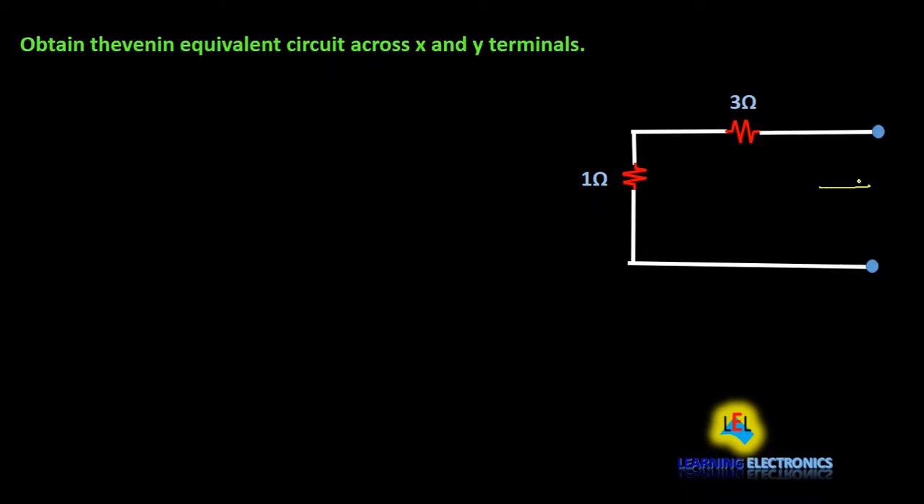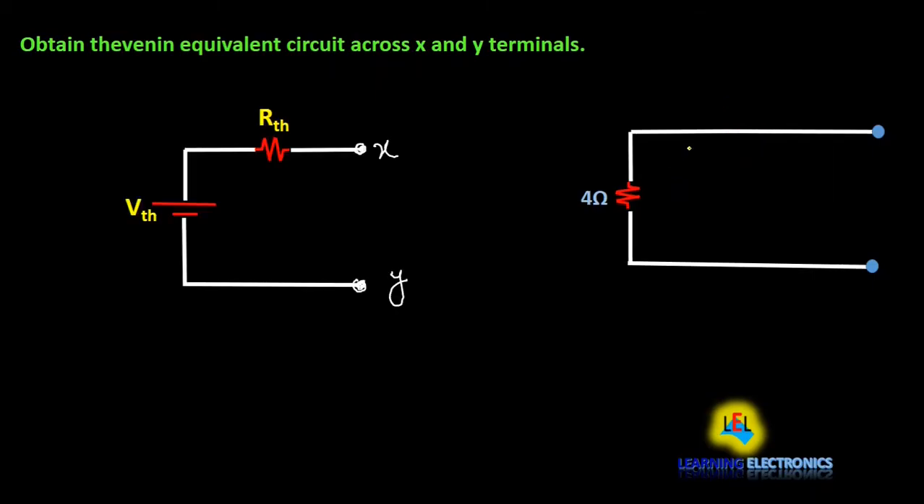Now when we are looking through these open terminals, this 3 ohm and this 1 ohm are in series with each other, and resistances in series are added. So total resistance will be 4 ohm we are getting. Okay. So this is our R equivalent resistance of the circuit, which is equal to 4 ohm, and this R equivalent is equal to Thevenin resistance RTh. So now we can draw the Thevenin equivalent circuit using VTh and RTh. VTh we got 13 volt and RTh we got 4 ohm. Okay, so this is the Thevenin equivalent circuit for the circuit given across X and Y terminals.